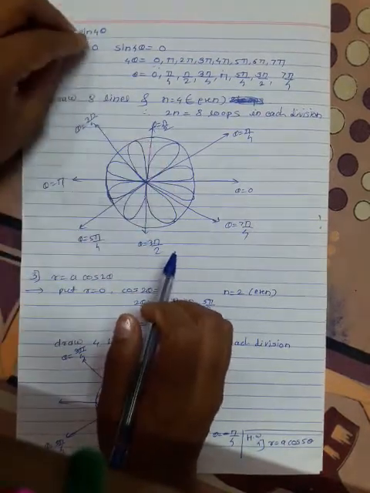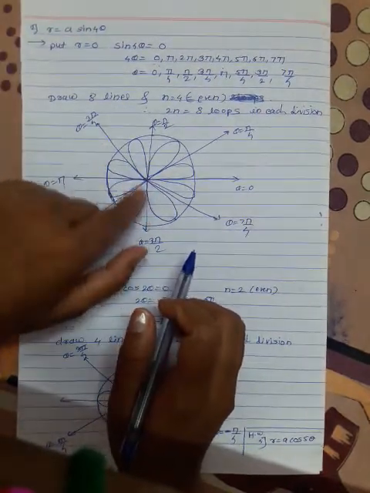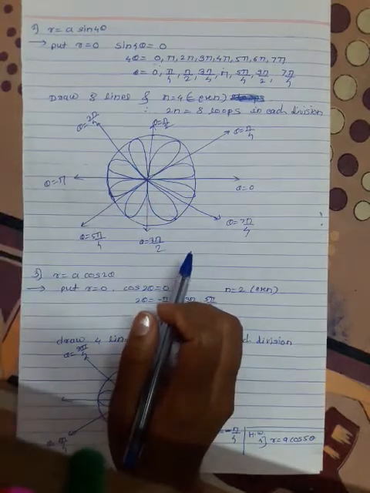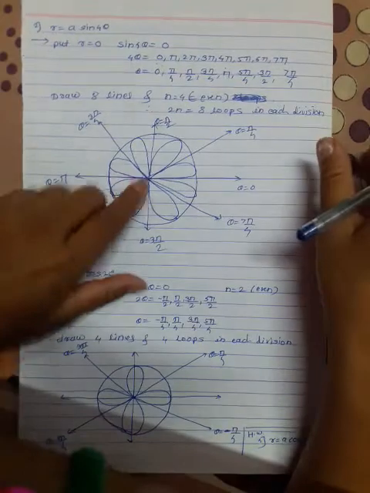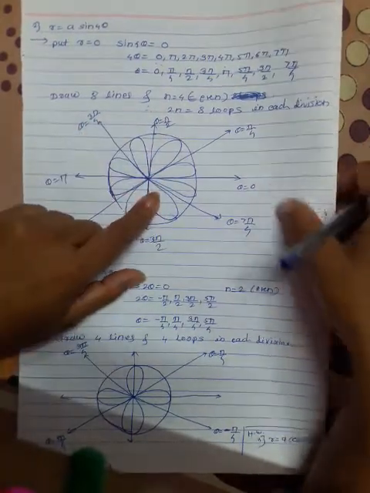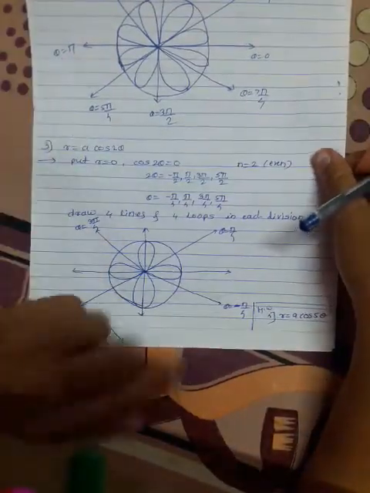This is called the curve. These are petals, rose petals. That's why this is called the rose curve. This looks like rose petals. Okay. Now next, consider for cos.